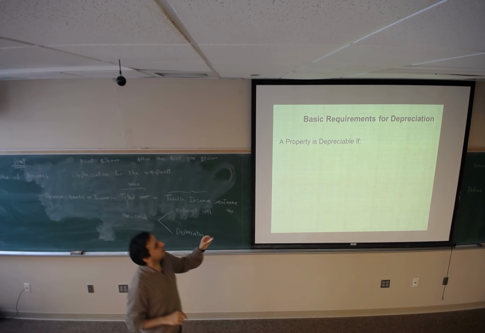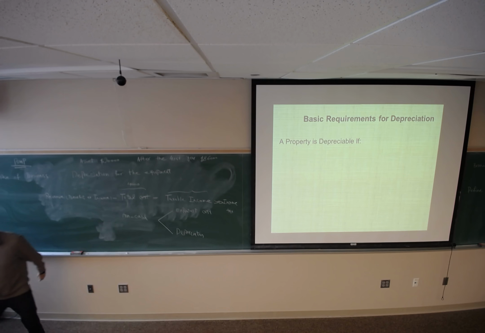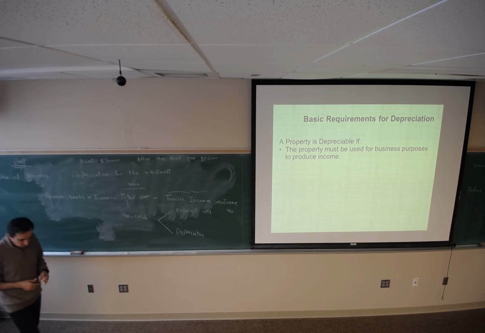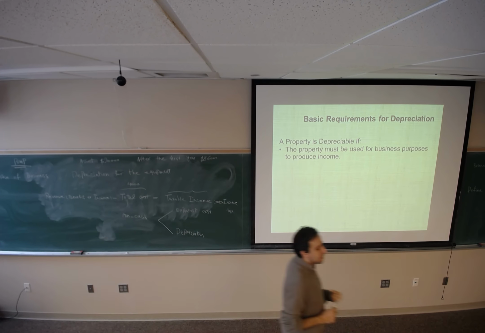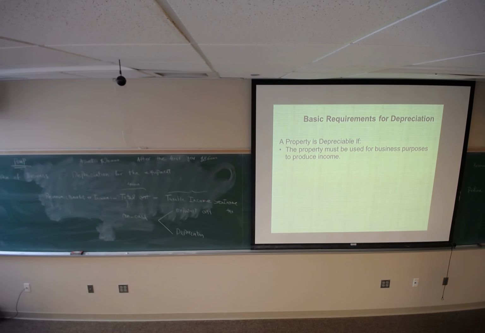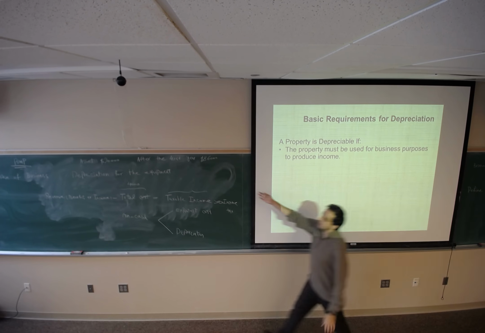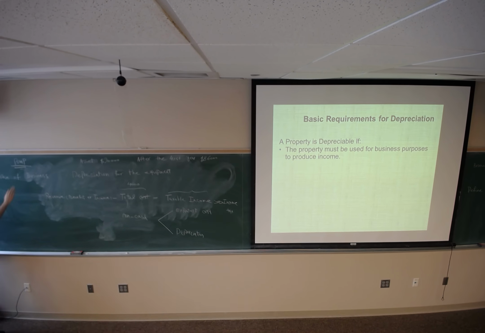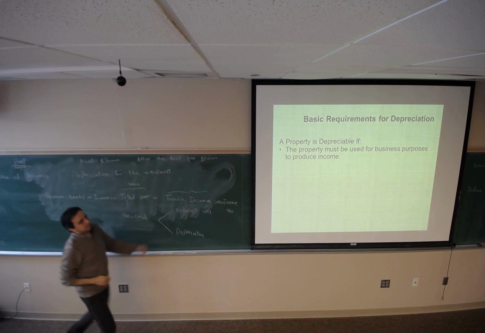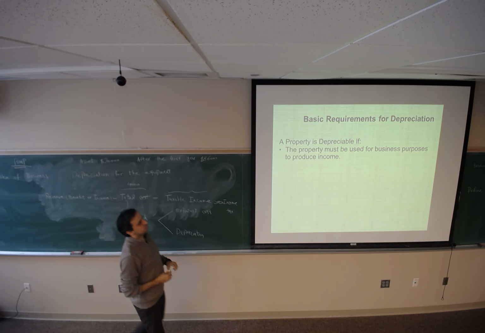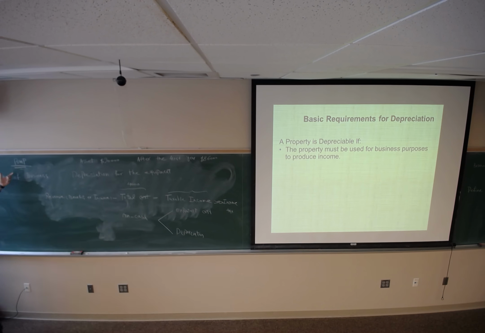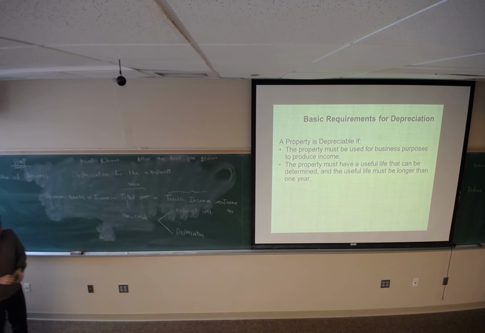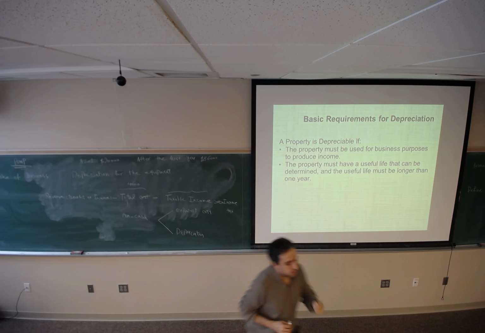A property can be depreciable if it is used for a business purpose to produce income. So if you buy equipment with a pump, and you don't use it over the year, you cannot depreciate this because you didn't use it to produce income for the business. The property should also have a useful life.